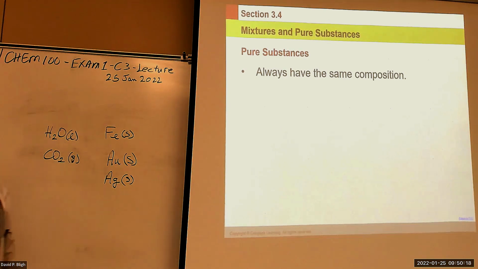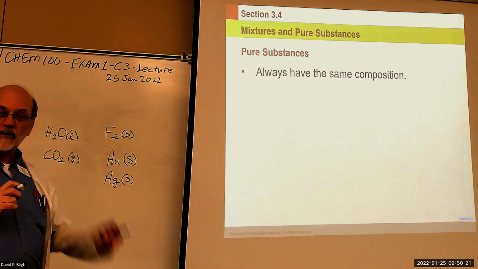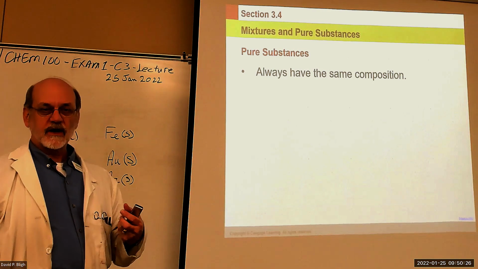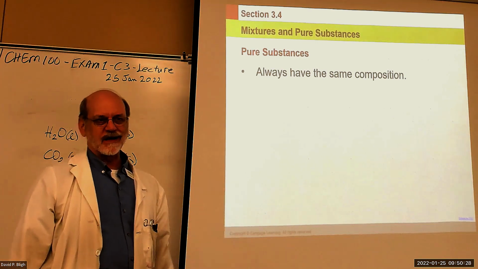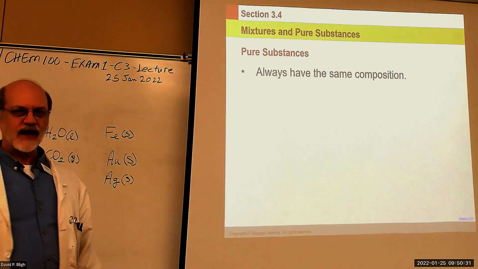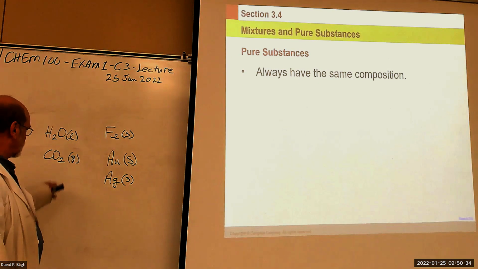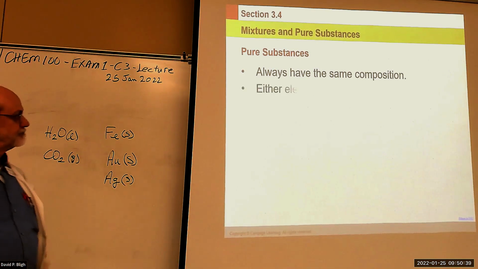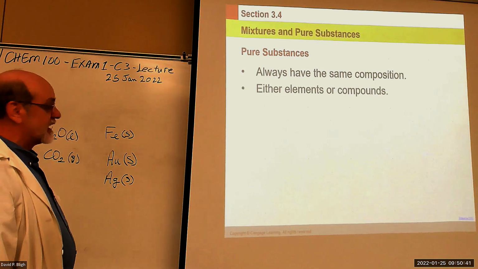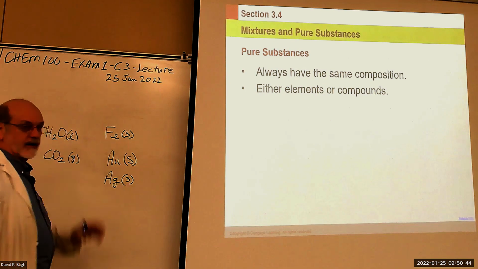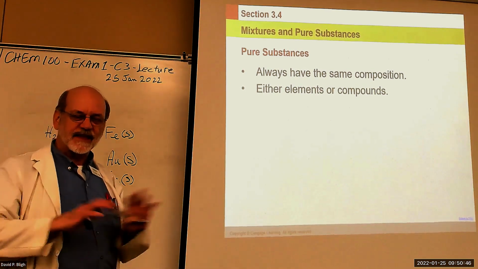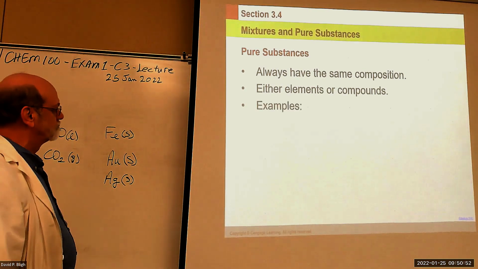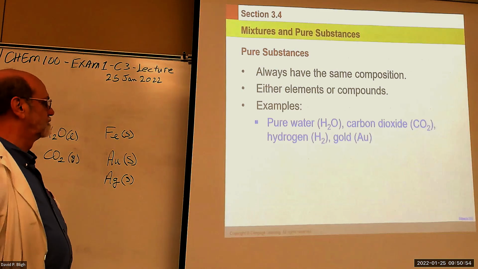Carbon dioxide gas, that's a pure substance. If we isolate it, in other words, probably the easiest way to get hold of pure carbon dioxide is to go buy some dry ice. Dry ice is solid carbon dioxide. That would be a pure substance. And like I said, it can be either elements or compounds, but it has nothing else in there but that one substance. That's pure. Examples.